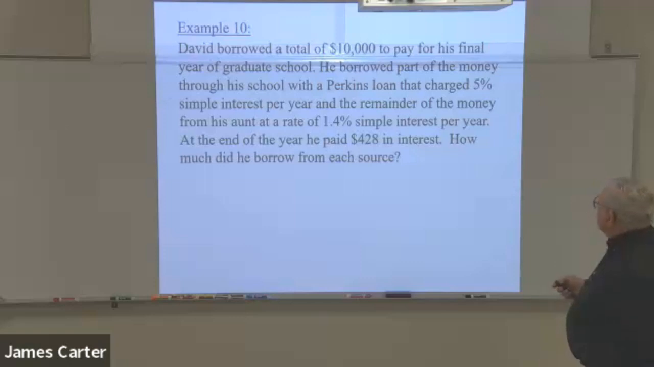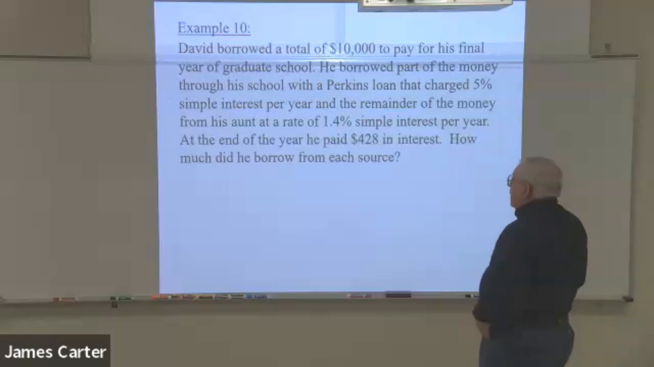Now, it gives us some specific information on those. The amount that he borrowed from Perkins, they charged him 5% interest. His aunt gave him a sweetheart deal at 1.4% interest. Sadly, due to inflation recently, you would probably be lucky if you could get 6% or even 8% money. I mean, that's just the reality. You buy a used car, you're going to be paying 7 or 8% probably.